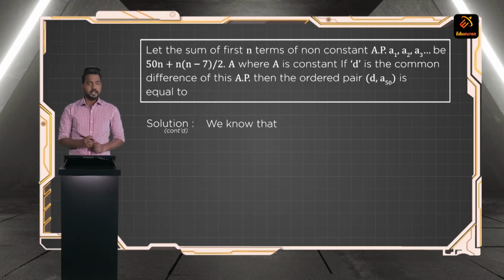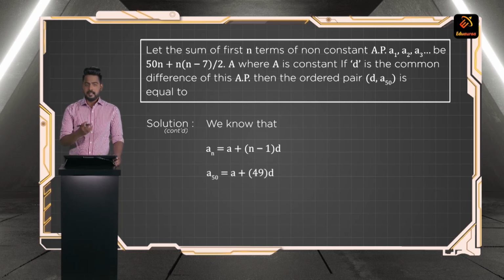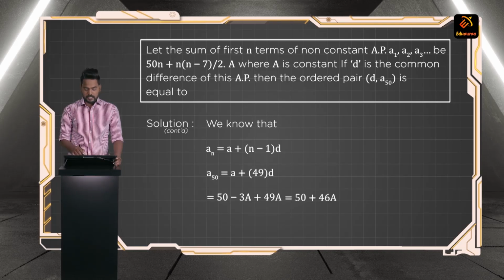Understood? Now we want to calculate the value of A50. I know the value of An is a plus n minus 1 D. So to calculate A50, the formula is a plus 50 minus 1, which is 49D. Now instead of a, I can write 50 minus 3A plus 49 into A, because the value of D is A. So A50 will be equal to 50 plus 46A.